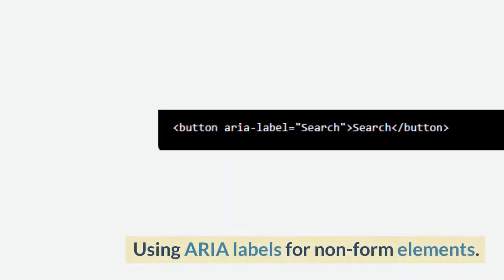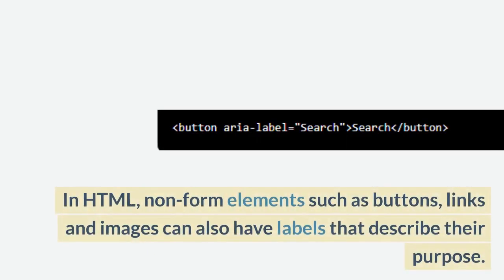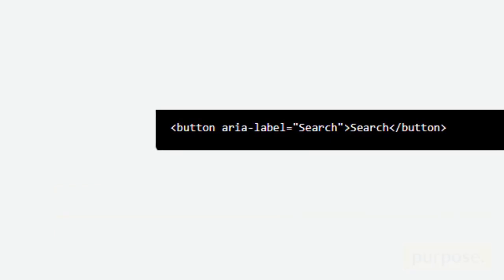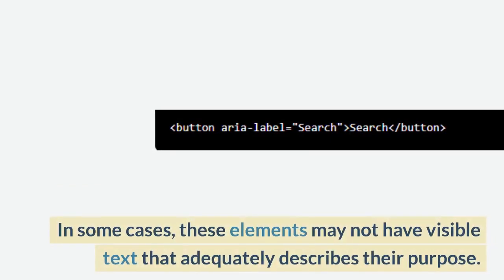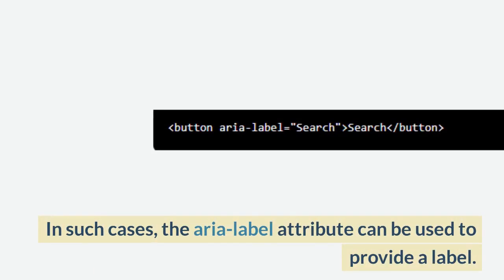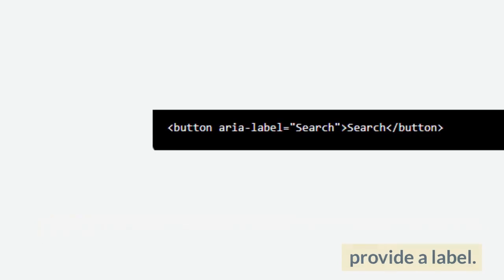Using ARIA labels for non-form elements. In HTML, non-form elements such as buttons, links and images can also have labels that describe their purpose. In some cases, these elements may not have visible text that adequately describes their purpose. In such cases, the ARIA label attribute can be used to provide a label.